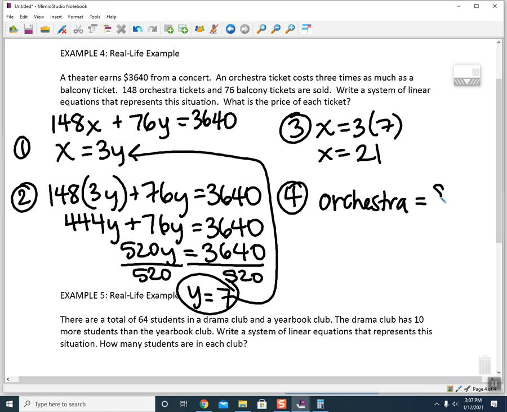were $21. Balcony tickets were $7. Okay?